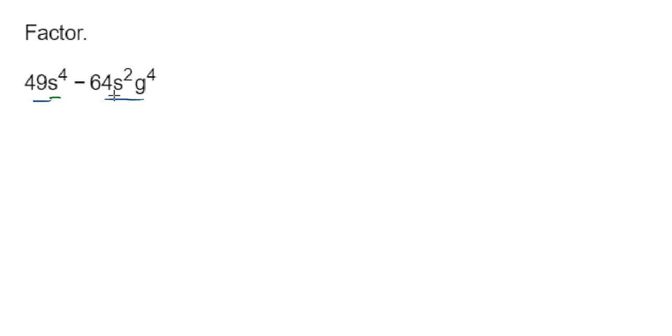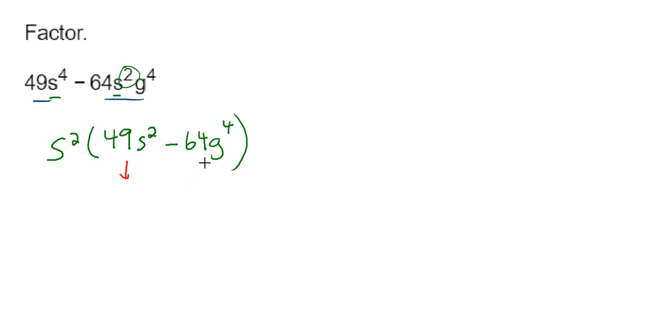Both of these terms have an s. So we can factor out the s. We'll factor out the lowest power of s, which is to the second power. That's going to leave me with 49 s squared minus 64 g to the fourth power. All right, so we take away 2 powers of s. That's what I'm left with.